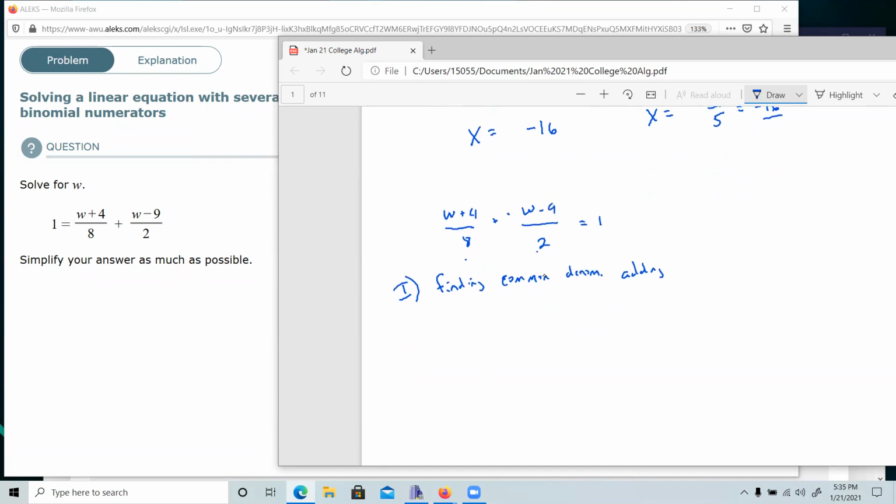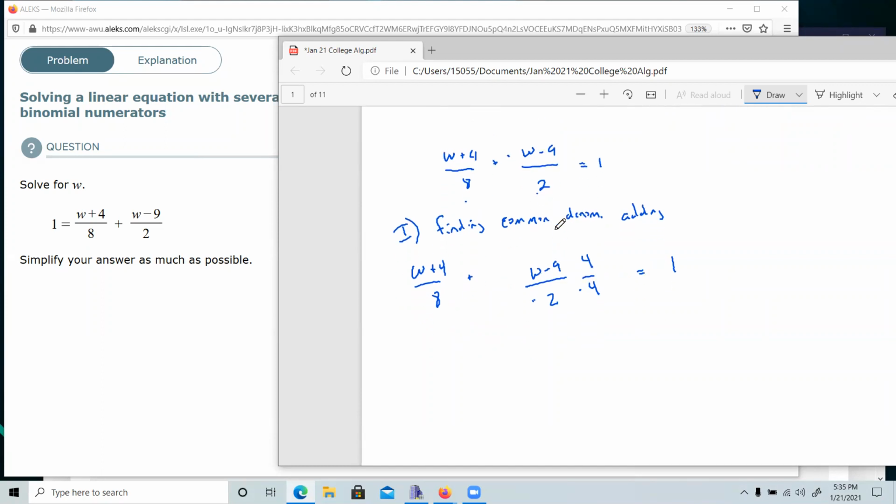Okay, so the first way, we're going to look at this and I'm going to say, I'd like this to be a 4 down here, or an 8 down here. We have a 2. How do I turn that into an 8? It's W minus 9. Let's multiply by 1. That's 4/4. That's just 1. I don't have to do anything with this guy over here. Just going to leave it. So we're going to have W plus 4 all over 8.